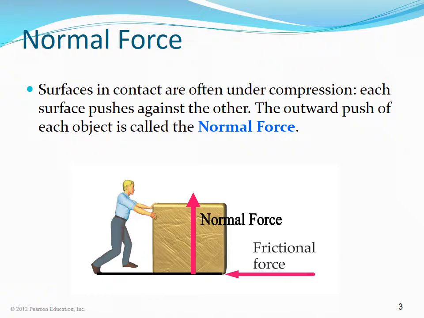Surfaces in contact are often under compression. Each surface pushes against the other. The outward push of each object is called the normal force. The ground exerts a normal force upwards and perpendicular to the surface.